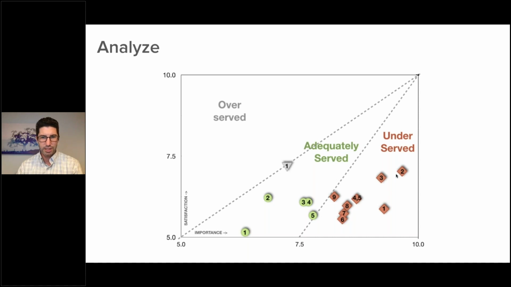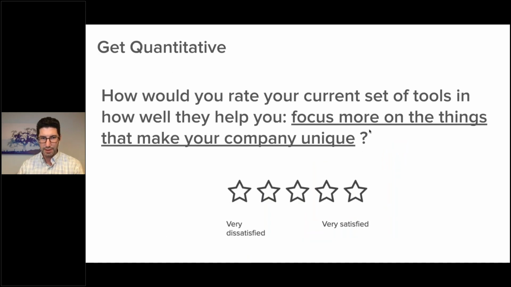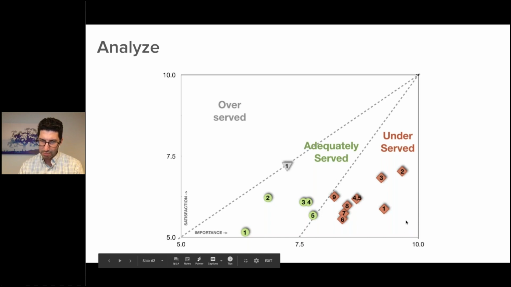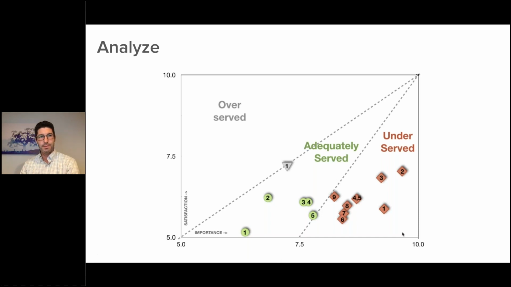And we can start to map out each of our desired outcomes. Each one of these points is going to be a different desired outcome. One of them might be the one that we were just asking about, focus more on the things that make your company unique. That might end up over here, for example, number 2. And we see that it's both very important and, in this case, not served well enough for its importance. Maybe something right down here actually would be a perfect sweet spot of something that's important but not well served. But anything over here, in this third of the graph, is going to be valuable for us to dig into.